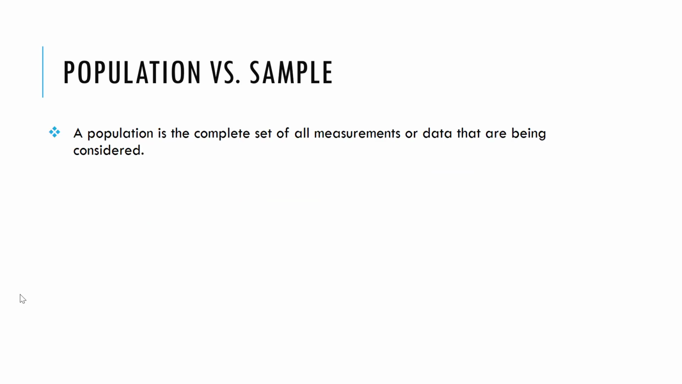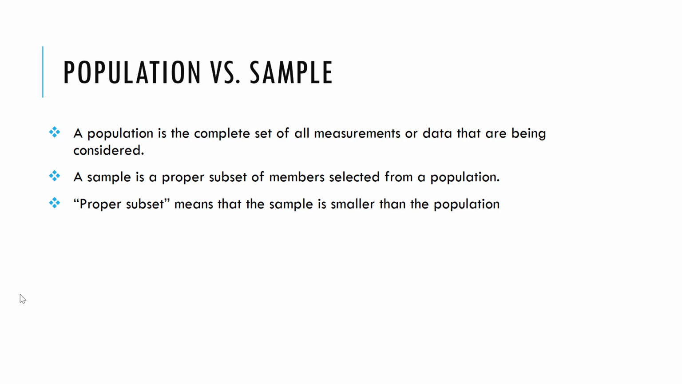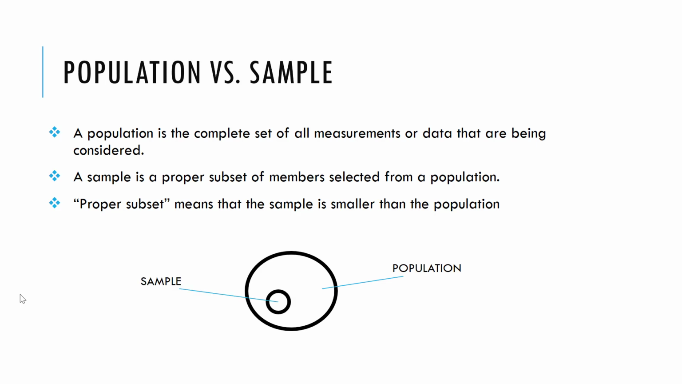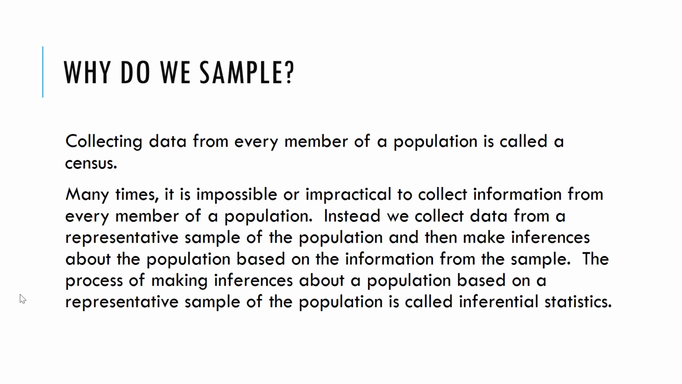A population is the complete set of all measurements or data that are being considered. A sample is a proper subset of members selected from a population. Proper subset means the sample is smaller than the population. Why do we sample? Collecting data from every member of a population is called a census. Many times it is impossible or impractical to collect information from every member of a population.